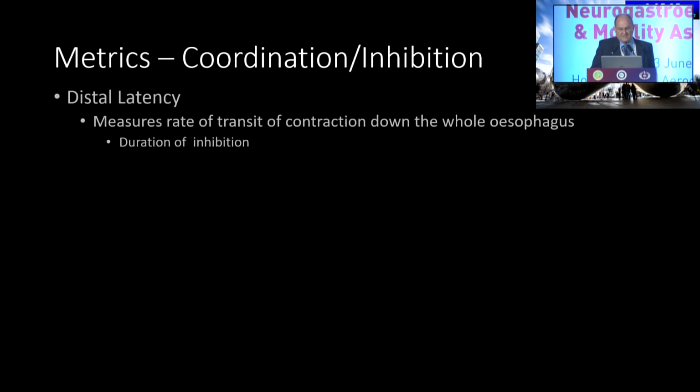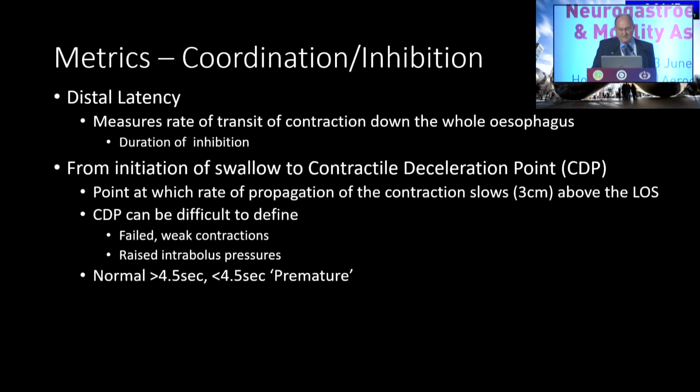When we're looking at the coordination of peristalsis, we're looking at distal latency. This is a measure of the rate of contraction of the pressure wave down the whole esophagus, but probably relates to the duration of inhibition of the esophageal body by nitric oxide. It is measured from the initiation of the swallow to the contractile deceleration point. This is the point at which the rate of propagation of the contraction slows above the LOS, and it's about 3 centimetres above where we measure the LOS.